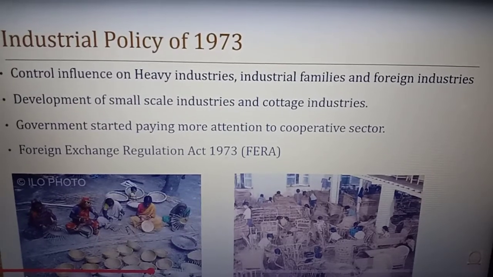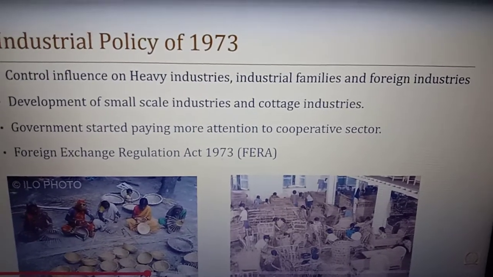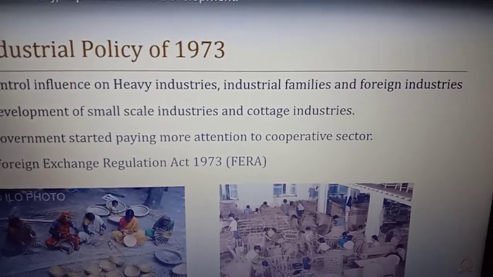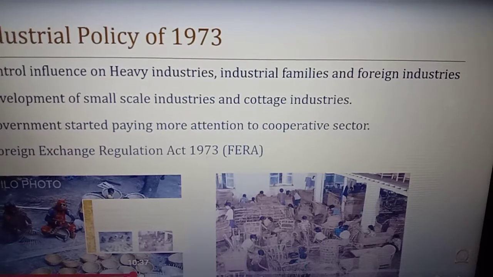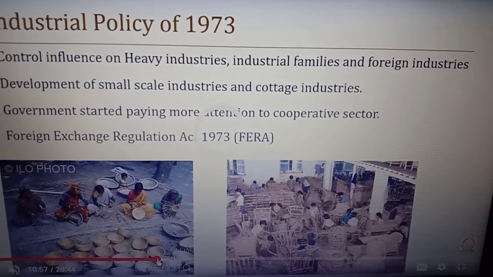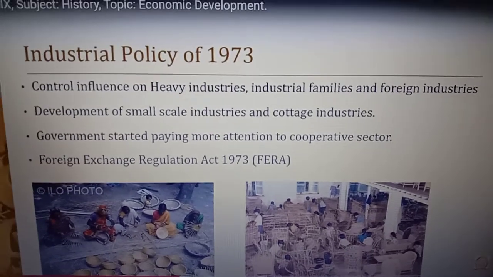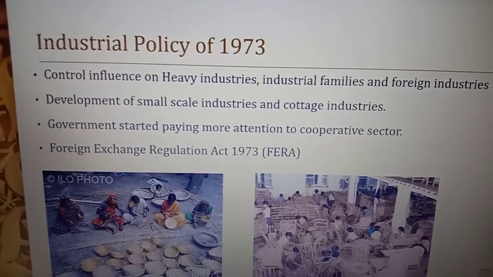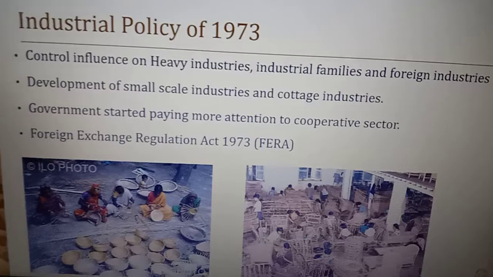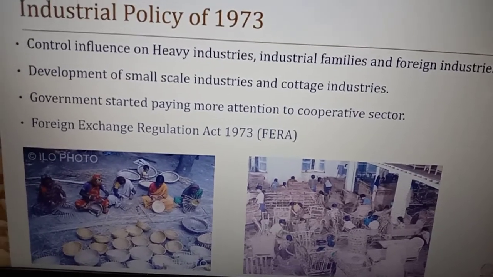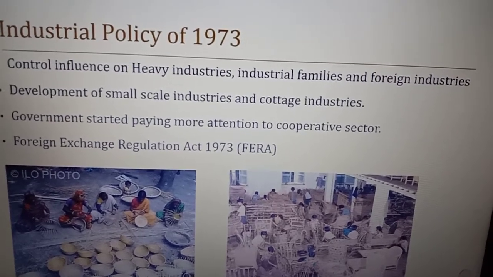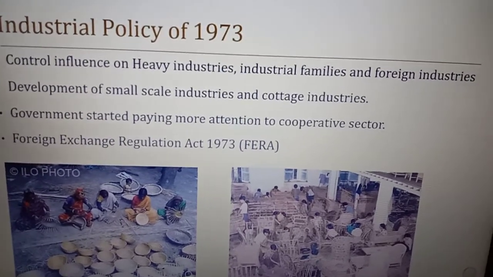Government started paying more attention to the cooperative sector. The Foreign Exchange Regulation Act was started in 1973. In short, the 1973 industrial policy gave more importance to small scale industries in the rural areas, that is the small scale industries or cottage industries, and cooperative sectors, which we generally have in the rural areas, villages, small towns, isn't that, small villages. So that is why it was given more importance.